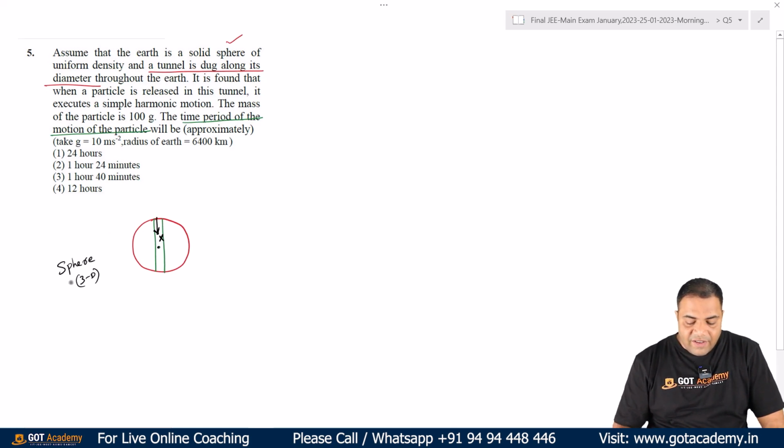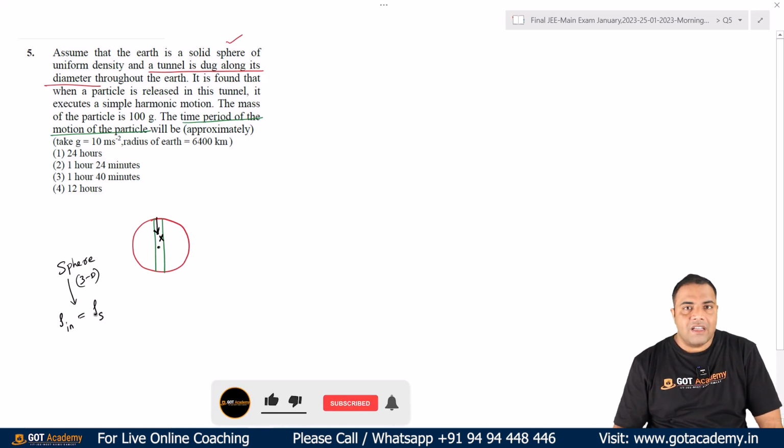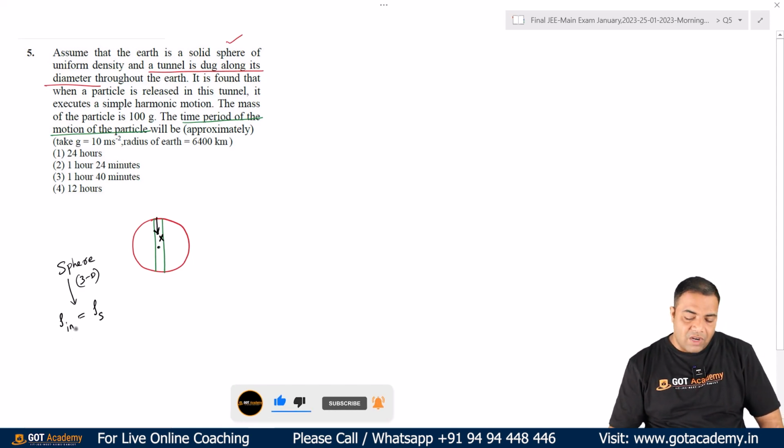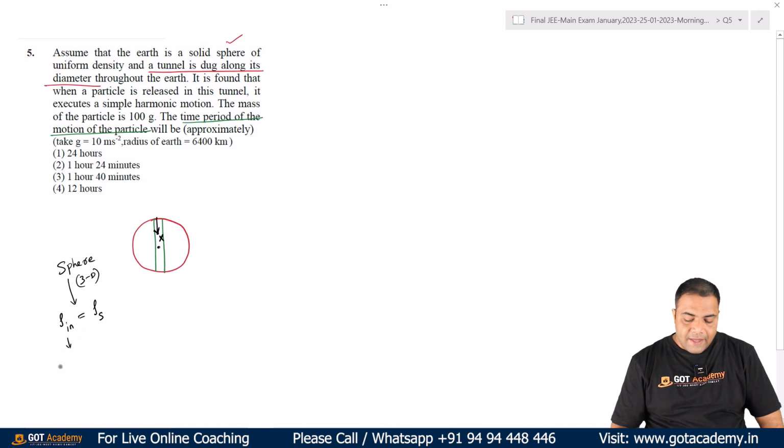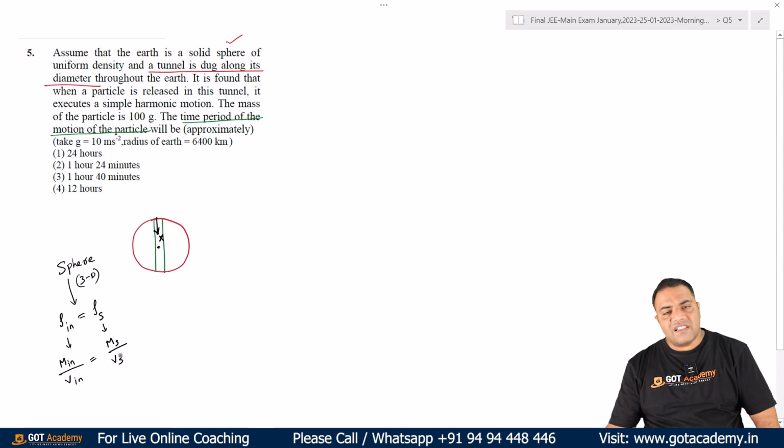3-dimensional. Now in 3-dimensional, what we know is that density is the same always. So density inside the earth is equal to density on the surface of the earth. So what kind of density is it here? Volumetric mass density. So density is equal to mass by volume. So I could rewrite this as mass inside by volume inside is equal to mass on the surface of earth by volume on the surface of earth. Like this I could write.